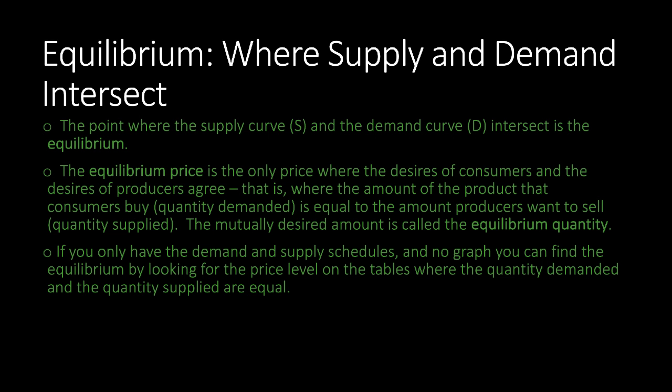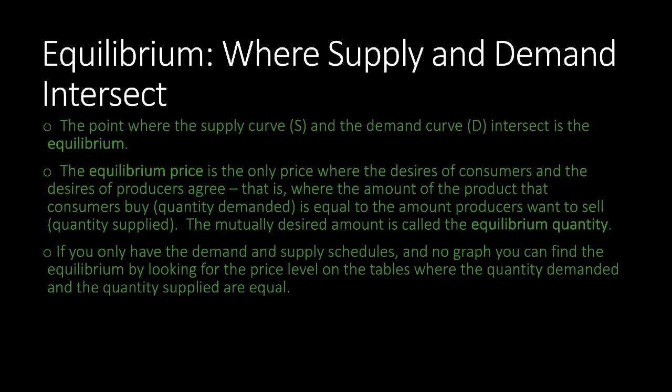Now, equilibrium is the point where the supply curve S and the demand curve D intersect. The equilibrium price is the only price where the desires of consumers and the desires of producers agree. That is, where the amount of the product that consumers buy, quantity demanded, is equal to the amount producers want to sell, quantity supplied. The mutually desired amount is called the equilibrium quantity.